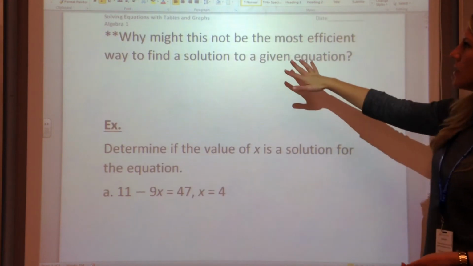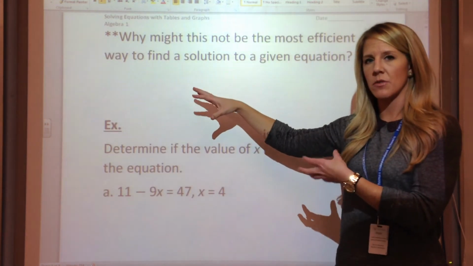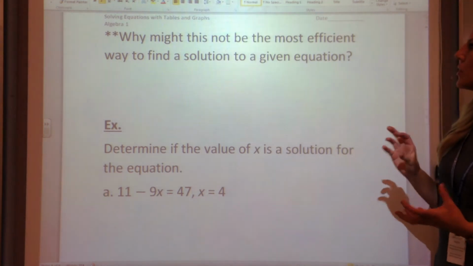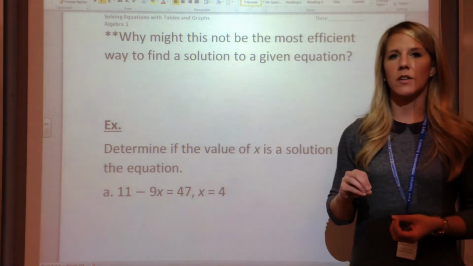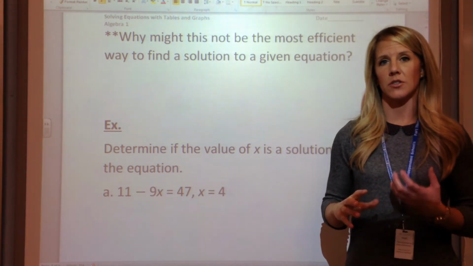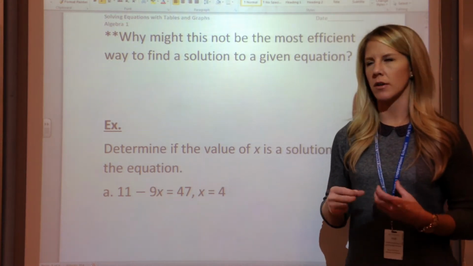I also want you to go ahead and answer, why might making a table of values not be the most easy, the most efficient way to find a solution to a given equation, or a way to solve an equation? So what might be hard about it, maybe?